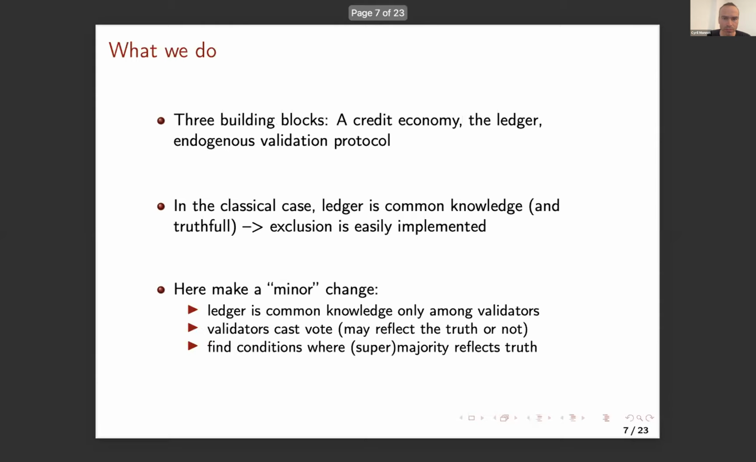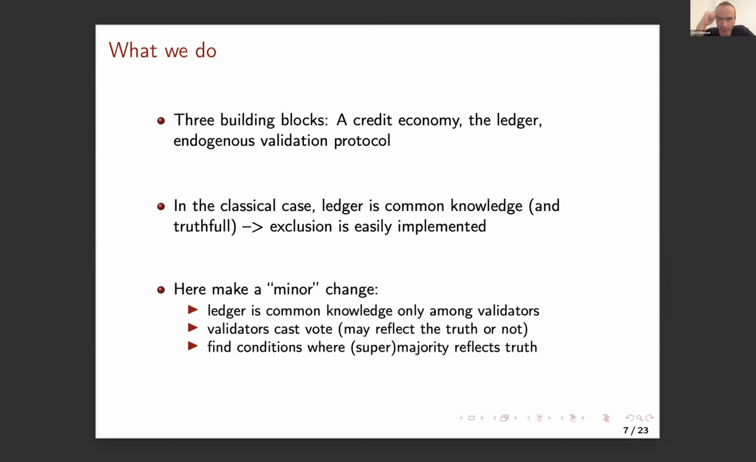Okay, so what we do in the paper is we present, so the paper has three building blocks. The first one is a credit economy. So this is going to be very familiar to you guys. The credit economy we're going to see is going to need a record keeping device in order to operate. And so that's going to be the second building block, if you want to have credit in equilibrium. That's going to help us introduce the second building block, which is the ledger.